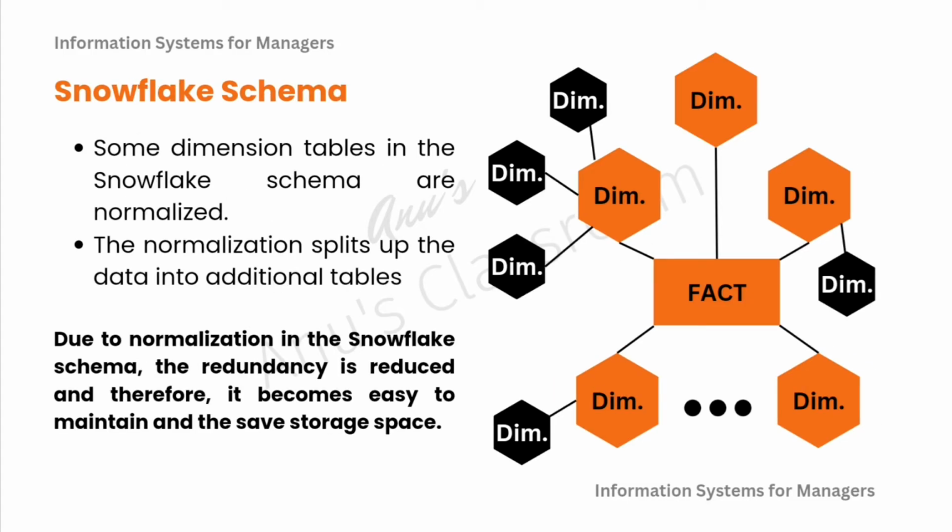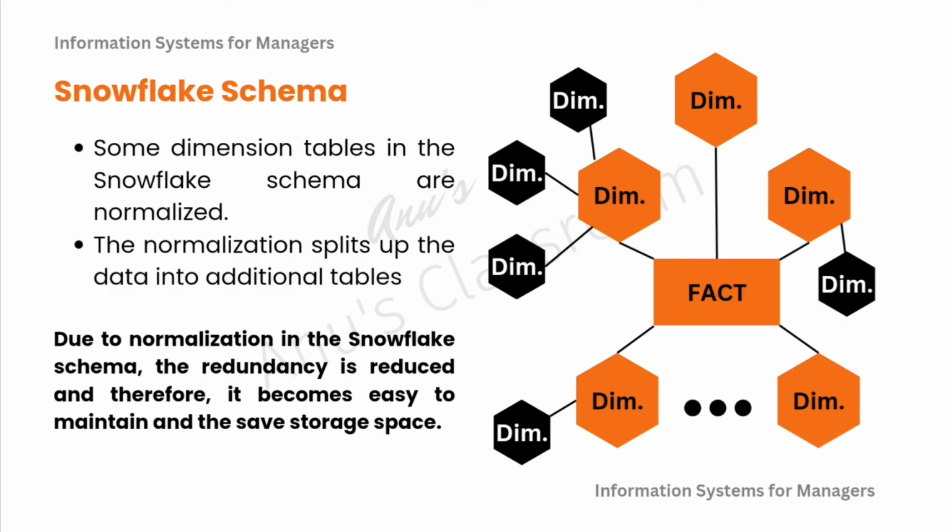Snowflake schema, think of it like a snowflake. The fact table is at the center, linked to multiple dimension tables, but those dimension tables may have their own sub-dimension tables. So that becomes a snowflake schema. This happens because normalization may have been applied to those dimension tables, splitting the data into additional tables.